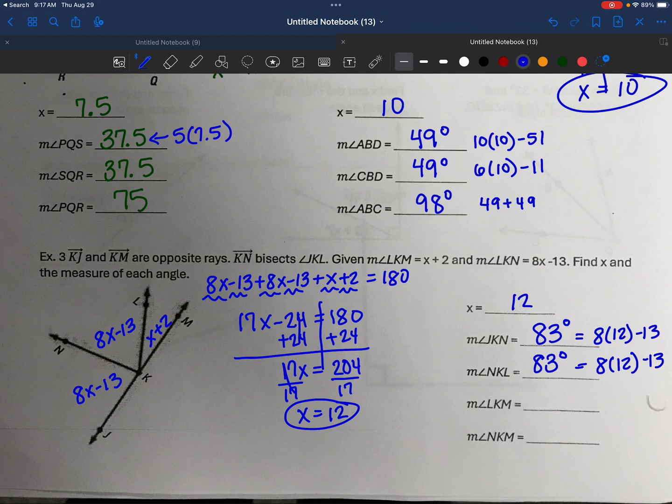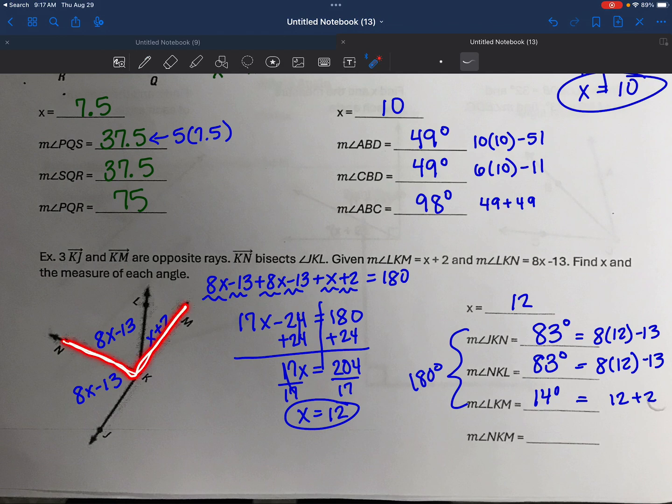Okay, what about LKM? 12 plus 2, right? So we know that's 14. Now, those three angles we know add to equal what? 180. We know those three together equal 180. What's the last angle it asks us for? NKM, right? These two. So what do I have to add together? Yes, 83 plus 14.